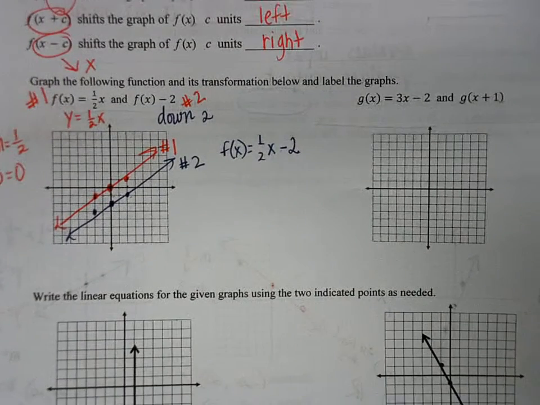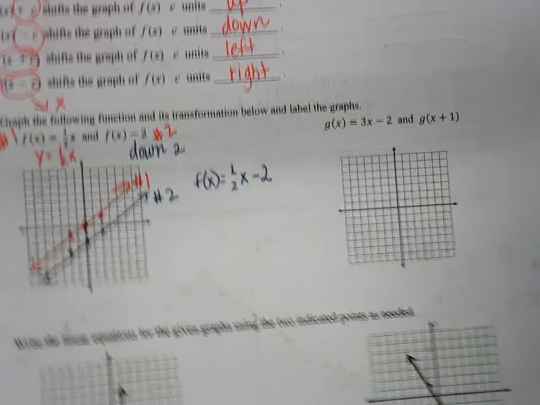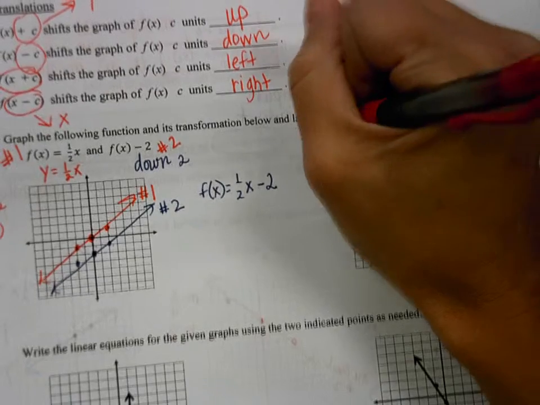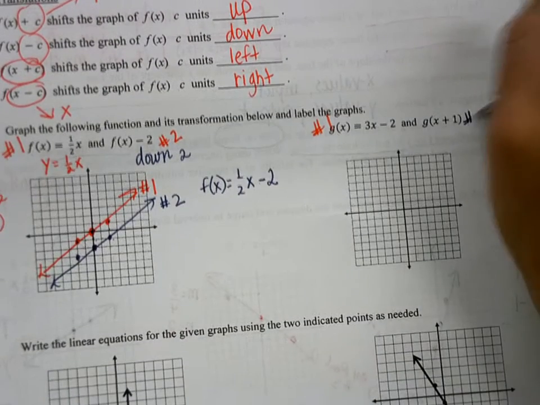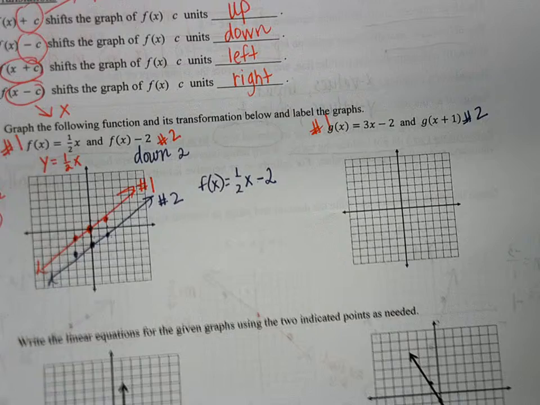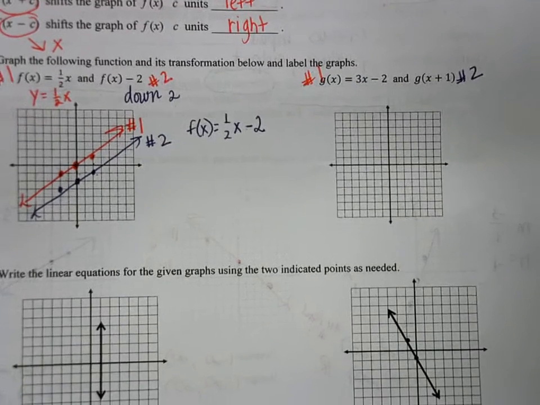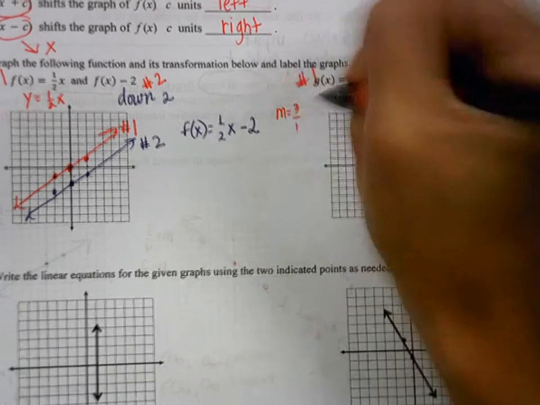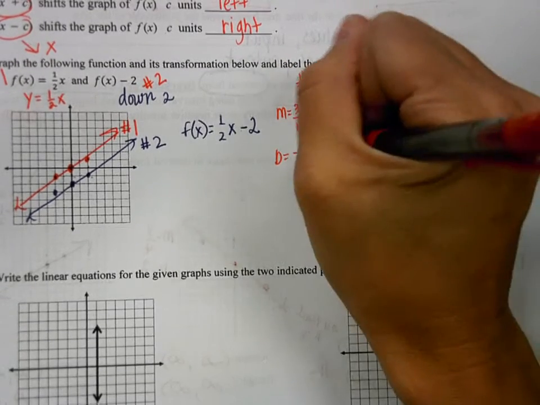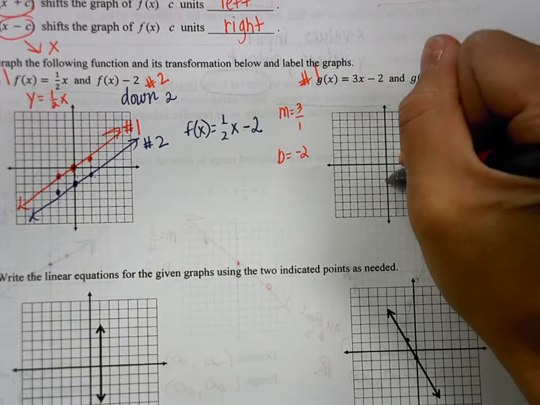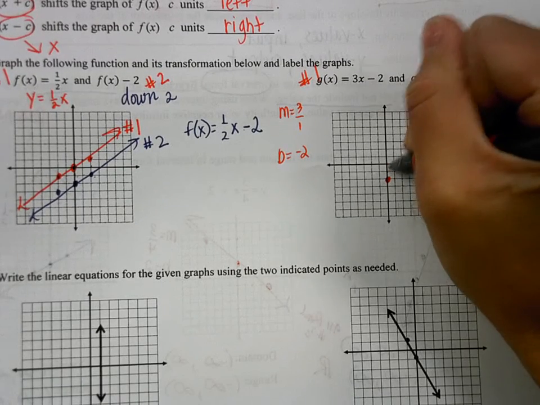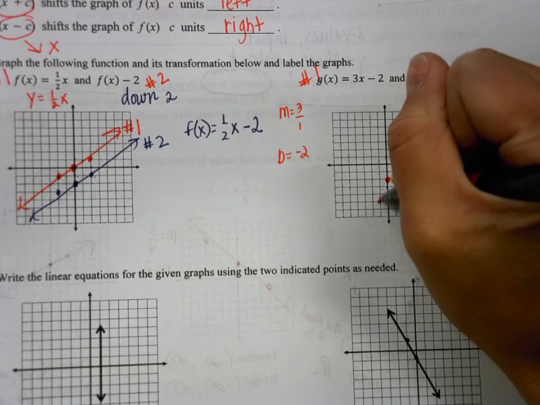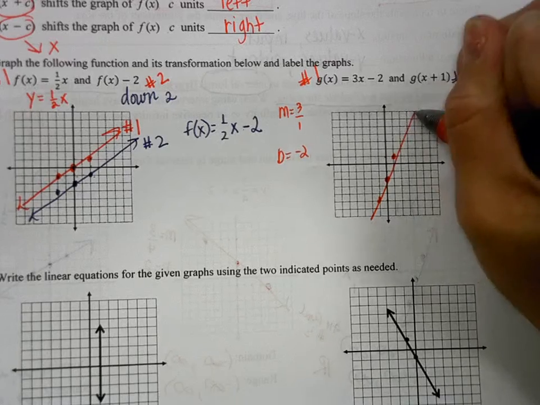Okay, so let's go to this other problem with g of x. So again, this will be my number 1 graph, and this will be my number 2. So starting with the number 1, what is my slope? Very good. And my y-intercept is negative 2. So we're going to go down 2, make a point, and from there I'm going to go up 1, 2, 3, right 1, or down 1, 2, 3, and left 1. And that is number 1.